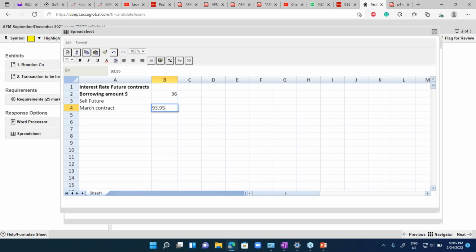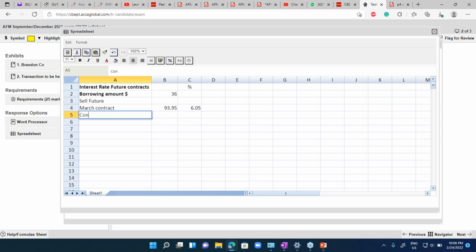93.95. You can convert it into percentage. Simply write in the percentage, that is 6.05. March contract. So we have selected the amount of borrowing, sell future, March contract.